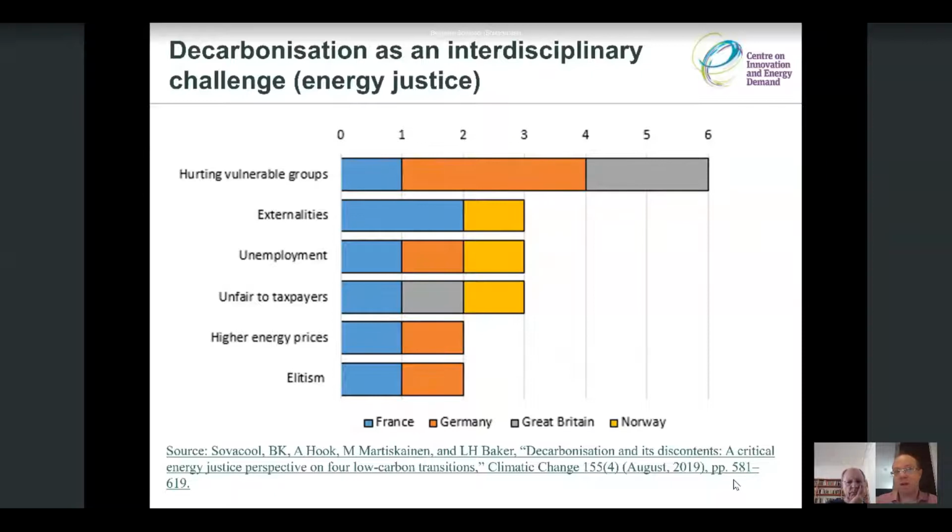So whether you're talking about solar in Germany or EVs in Norway, they always tend to hurt the same vulnerable groups. They always tend to lead to unemployment for certain areas, and they always tend to produce externalities, right? So independent of the transition, the poor and the disabled always tend to be dispossessed.